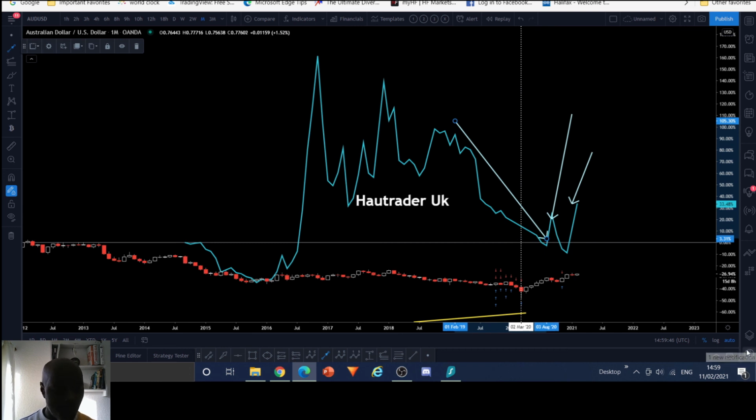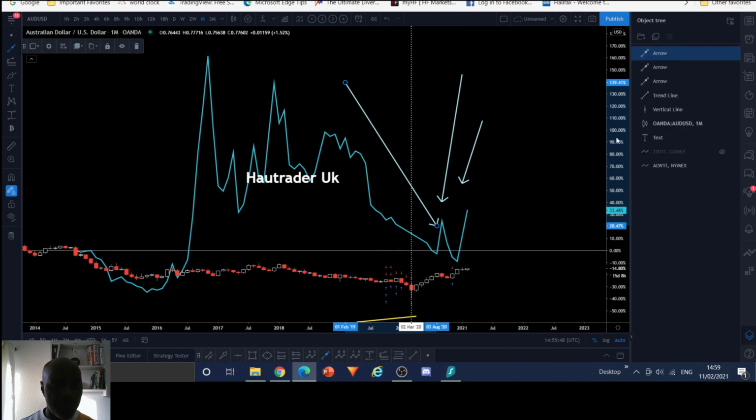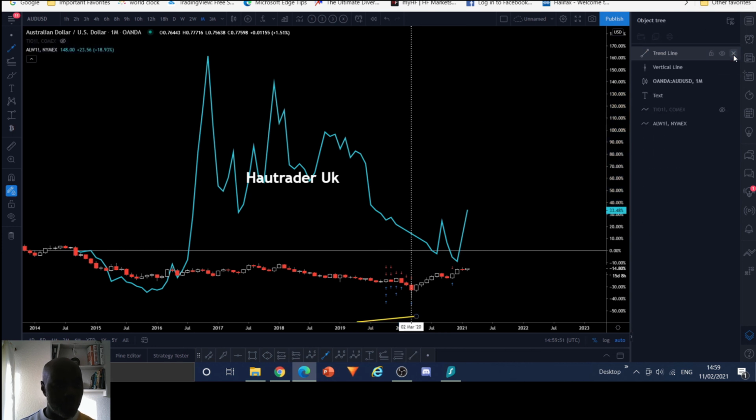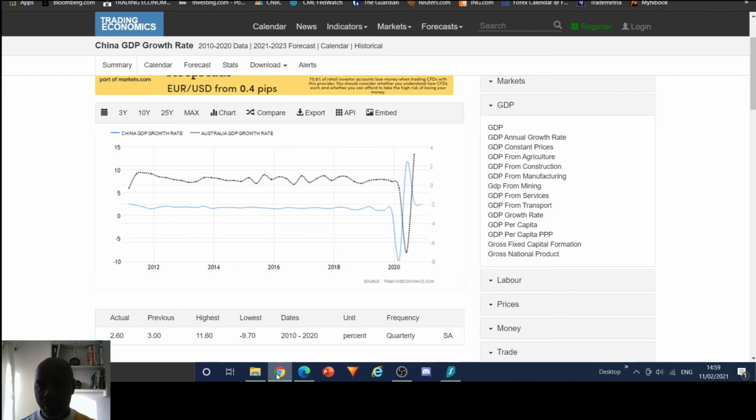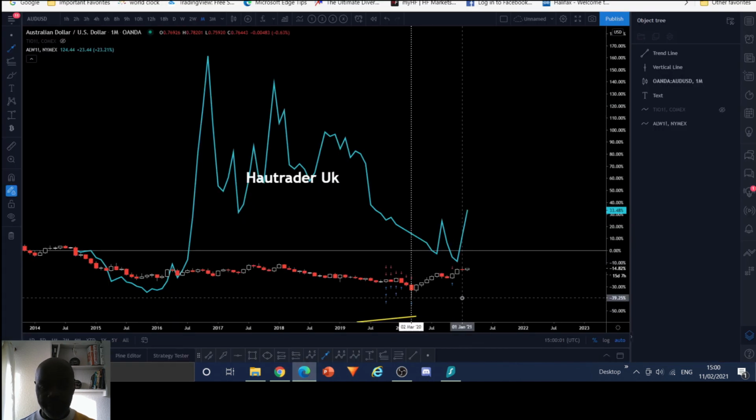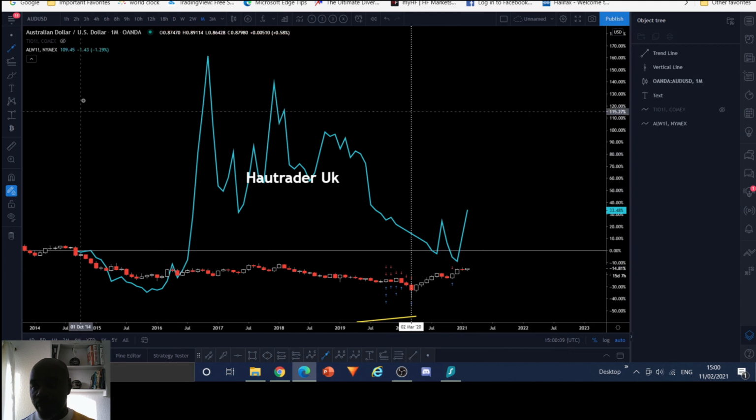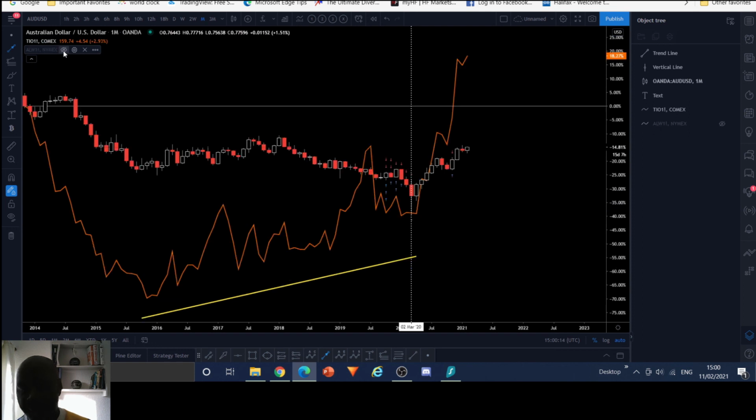However, there's something I want to show you if I can find it. Let me go back to here. December 2020 is when coal turned. December 2020, keep that in your mind. COVID is when iron ore turned.